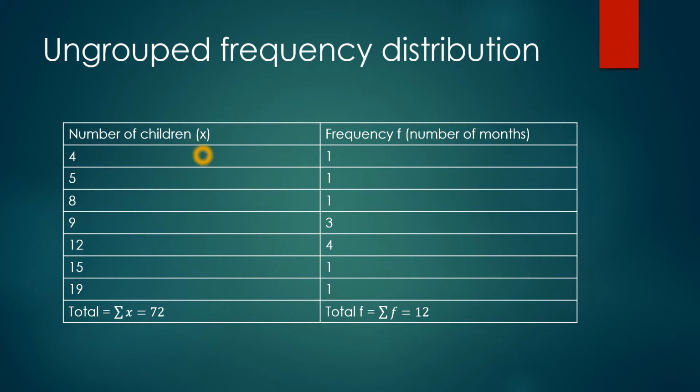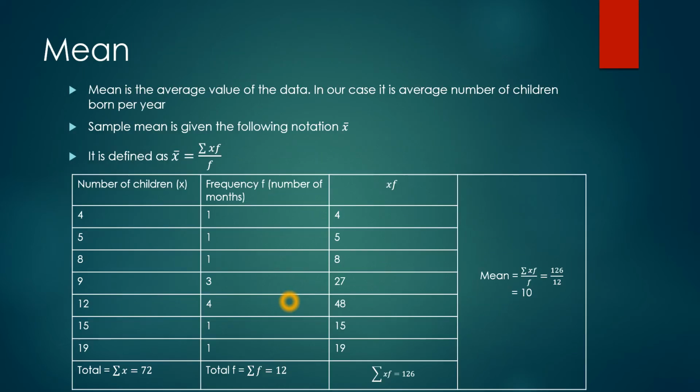Before we go to the mean, as you can see, the values we denote using x and the frequency f. If you add all these values, the number of children, you will get a summation or total of x. That symbol is summation or total, which is going to be 72. So we have a total of 72 children born for the whole year. And of course, if you add the number of months, they should equal 12 because we have 12 months in a year. So we have the sum of f, or sum of frequency, and the sum of x, or sum of values. Now let's define the mean. The mean is the average value of the data.